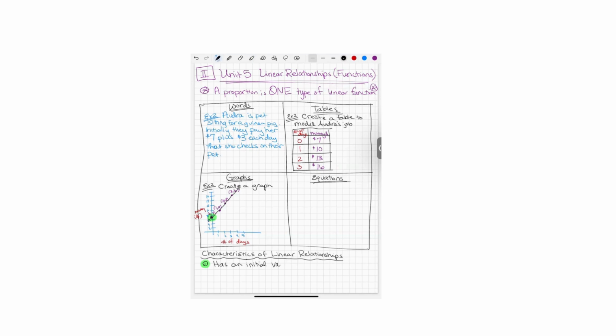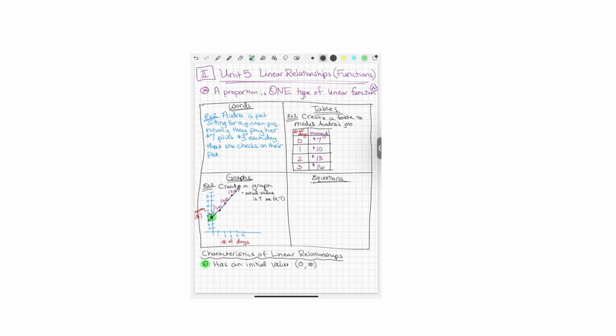An initial value, if I wrote out its XY pair, its point in the table, it would always be 0, comma, some number. Every time. It always has an X coordinate of 0. And then it's a number. On your paper, I want you to write the initial value for Audra. Two ways to write it. I'll show you.